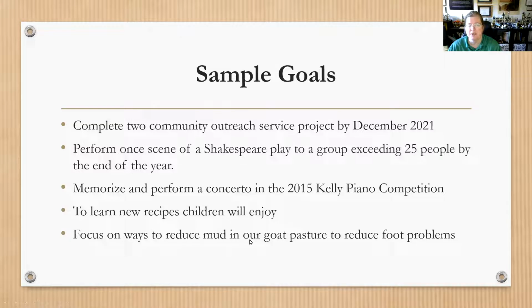Focus on ways to reduce mud in our goat pasture to reduce foot problems. Very specific. Is it measurable? Probably not. We don't have a way. Are you going to learn how many ways? Are you going to stress how we can measure and see if they've achieved that? Relevant, very relevant to their project as a goat project. Timely, again, in how long? How long are they going to take to focus on that?